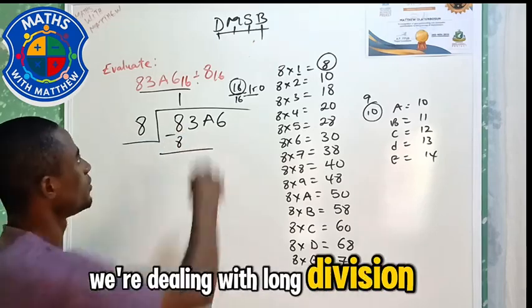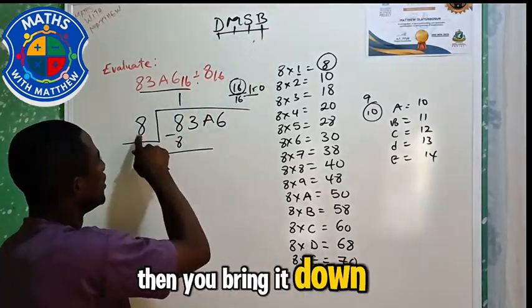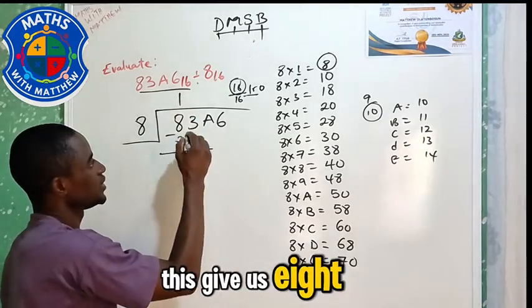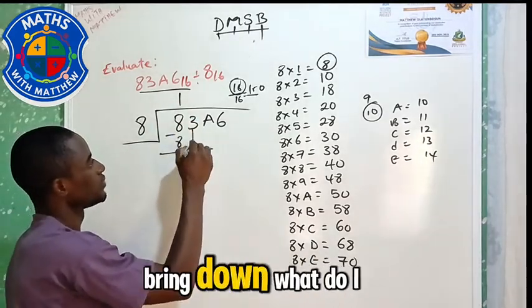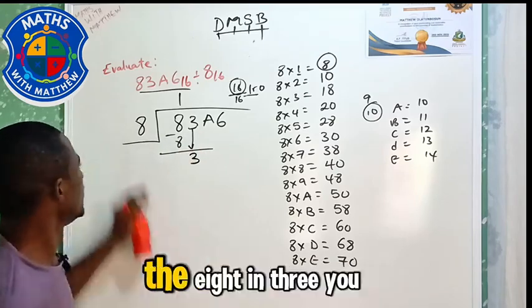Remember, we are dealing with long division. Division, multiplication, subtraction, then you bring it down. We have done the division, which gives us 1. This time, this gives us 8. Then if I subtract this, it gives us 0. Bring down. What do I bring down? Bring the 3 down.